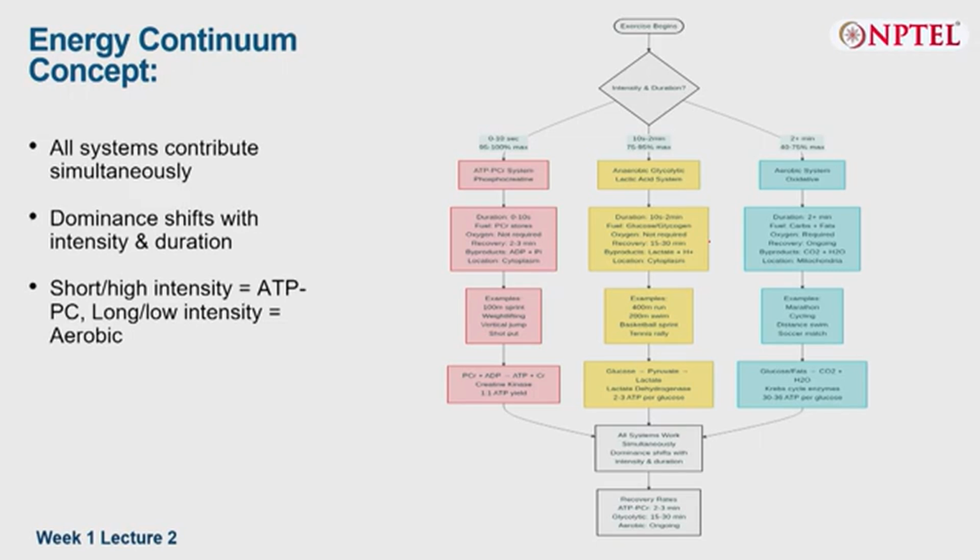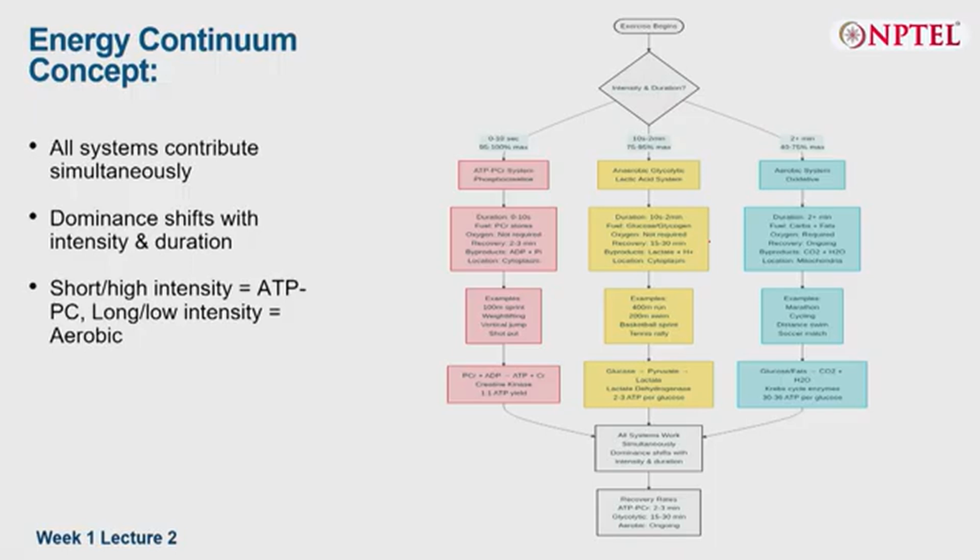The third system, as I have mentioned, is the oxidative system. The duration is 2 minutes, fuel is carbohydrate and fat, oxygen is required, recovery is ongoing, byproduct is carbon dioxide and water. Location is obviously mitochondria, the mitochondrial membrane, inside the mitochondrial membrane, the cristae. Then examples are marathon, cycling, distance swim, then soccer match.